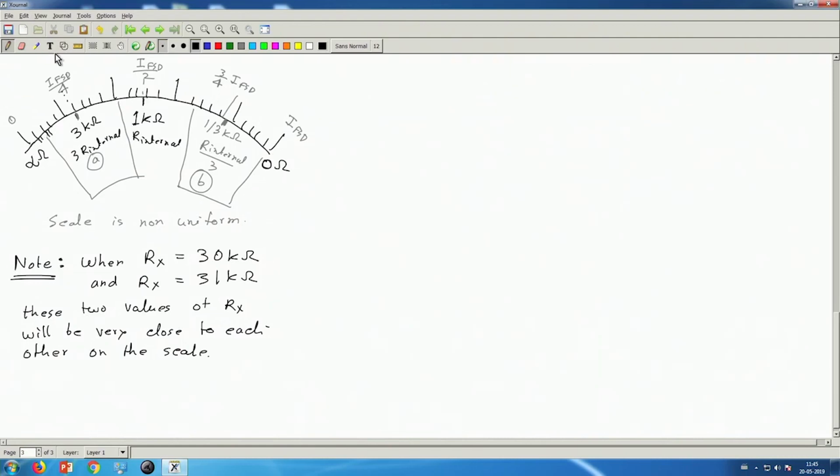So it is difficult to distinguish, or let us say it is difficult to read any high value of resistance with high precision.